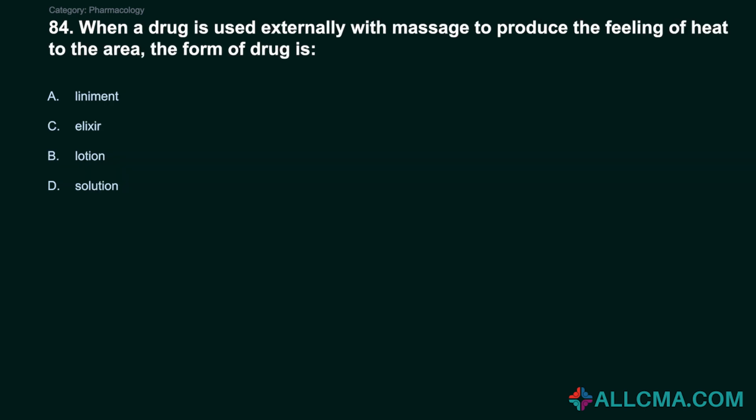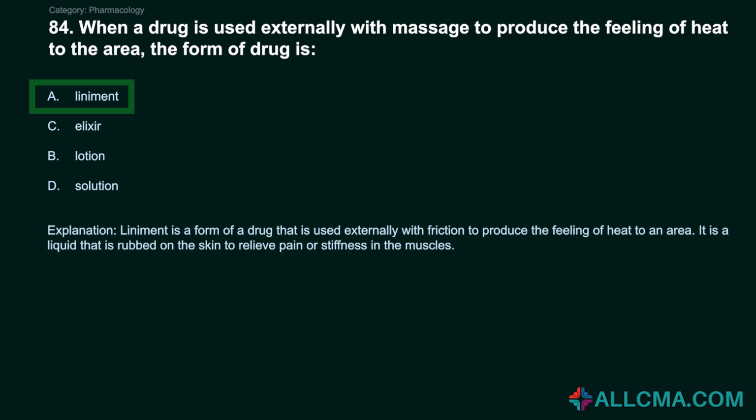84. When a drug is used externally with massage to produce the feeling of heat to the area, the form of drug is A. Liniment. B. Lotion. C. Elixir. D. Solution. Correct answer, A. Liniment. Liniment is a form of a drug that is used externally with friction to produce the feeling of heat to an area. It is a liquid that is rubbed on the skin to relieve pain or stiffness in the muscles.